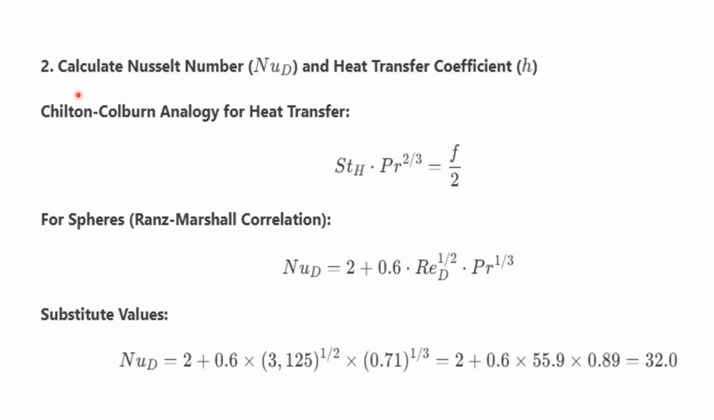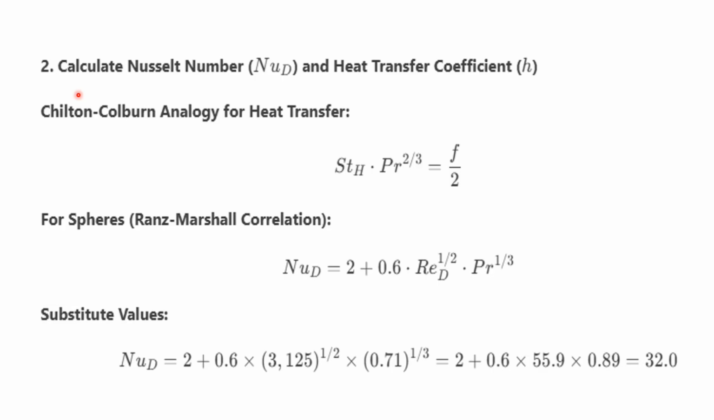So first of all, in this part, we need to use Chilton-Colburn analogy for heat transfer. You all are familiar as we have derived this formula. So the formula goes as Stanton number for heat transfer multiplied by Prandtl number to the power 2 by 3 is equals to f by 2. Here f is nothing but friction factor. Now we have introduced a new correlation, that is Ranz-Marshall correlation, and this is basically for spheres.